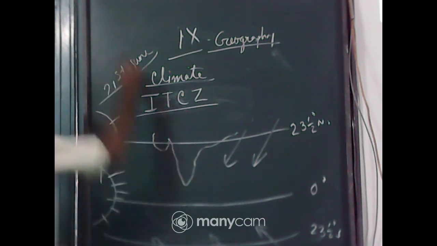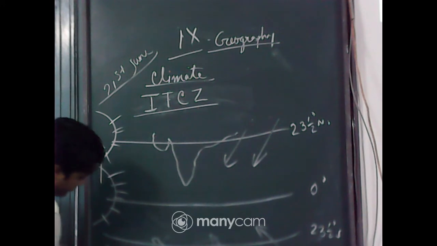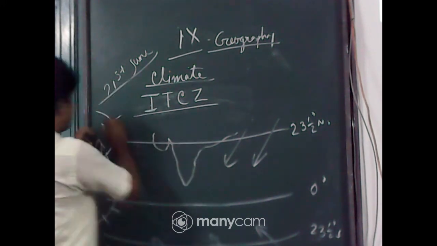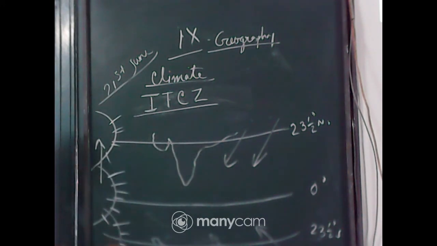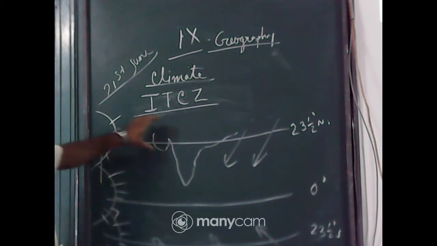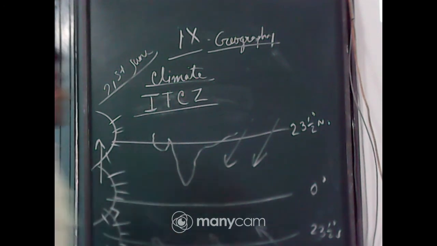During 22nd December, the sun will be situated on the Tropic of Capricorn. At that time, ITCZ also shifts from the Tropic of Cancer to the Tropic of Capricorn.